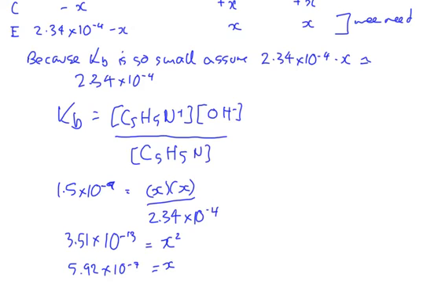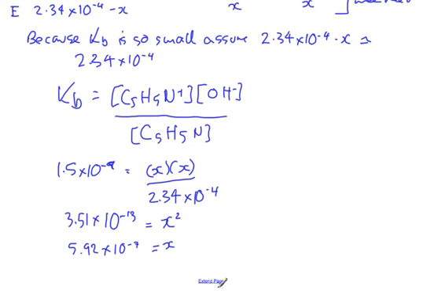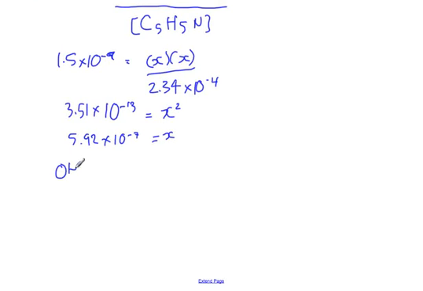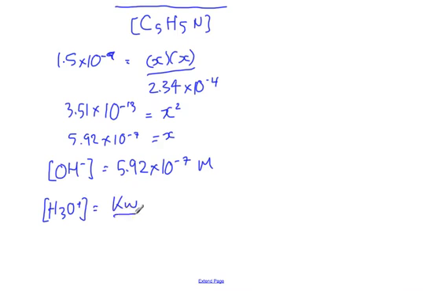So that is our hydroxide ion concentration in moles per liter, 5.92 times 10 to the negative 7 molar. So from that we can calculate the pH, and we'll do it the other way this time. We'll calculate the hydronium ion concentration first. So remember, hydronium equals Kw divided by hydroxide ion concentration. So that's 1 times 10 to the negative 14 divided by 5.92 times 10 to the negative 7.